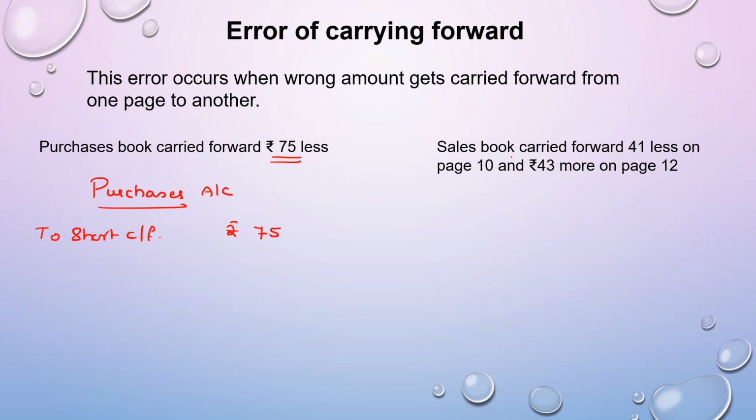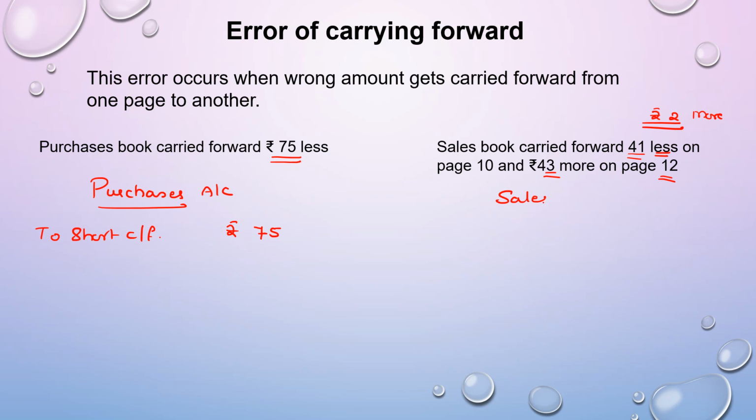One more we will take: sales book carried forward 41 less on page 10. So while carrying forward in the sales book from one page to another, on page number 10 you carried forward 41 less and 43 more on page 12. So if you see, on one page 41 less, on another page 43 more means a net of rupees 2 has been carried forward more. 41 less in page number 10, but later on 43 was carried forward more in page number 12. So ultimately 2 rupees extra you have carried forward.